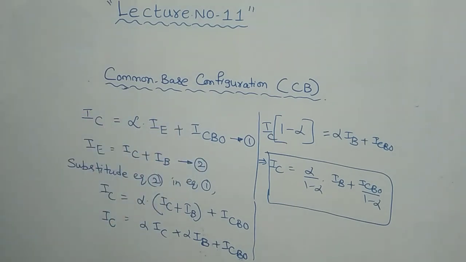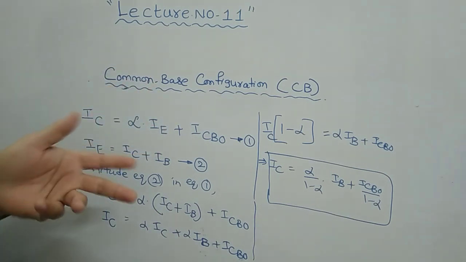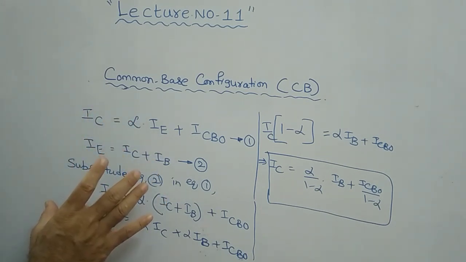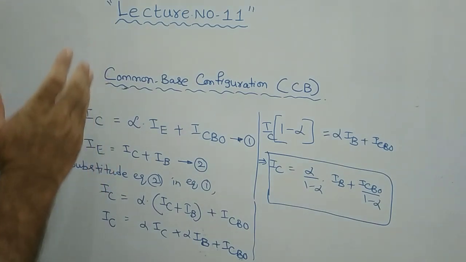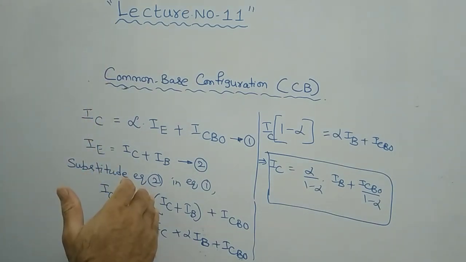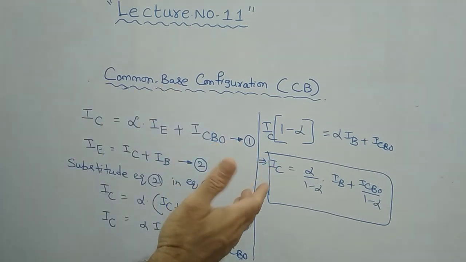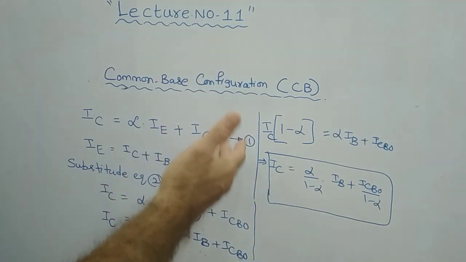I will finish off here and continue with the input and output characteristics of CB configuration in the next presentation. The input characteristic is the graph between input voltage and input current. Similarly, the output characteristic is the graph drawn between output current and output voltage.